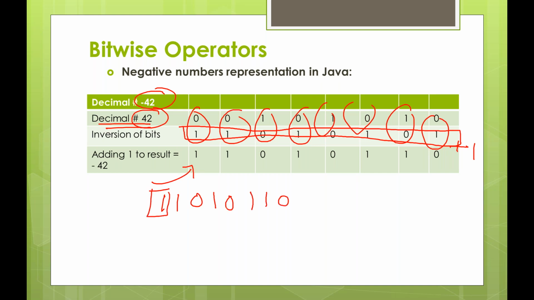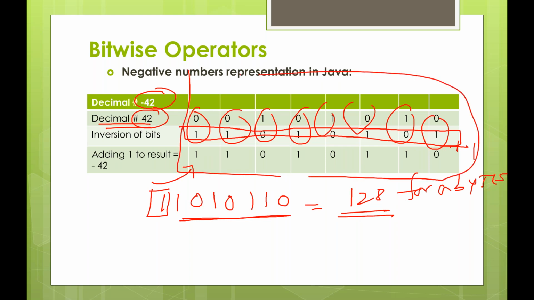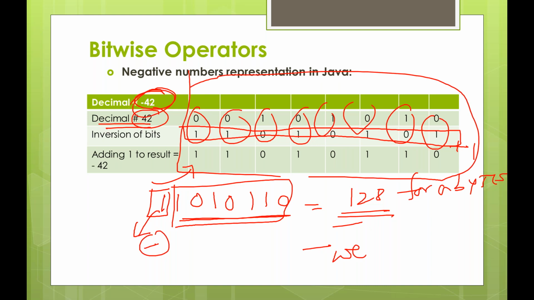Now try to calculate the value and subtract it from 128, because that is the max value that we can have for a byte. We have taken 8 bits, so for a byte, 128. So convert binary to decimal and then subtract. Since the sign bit 1 represents minus, add the minus to the result. We will get the negative value, minus 42.